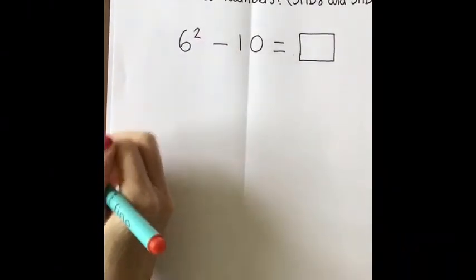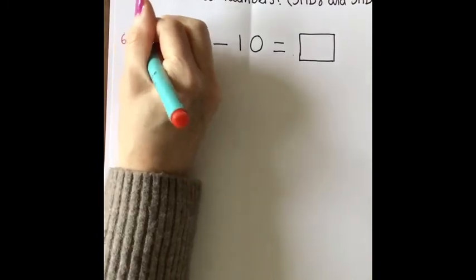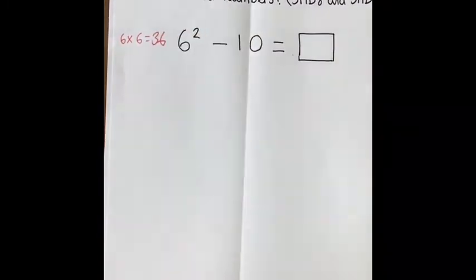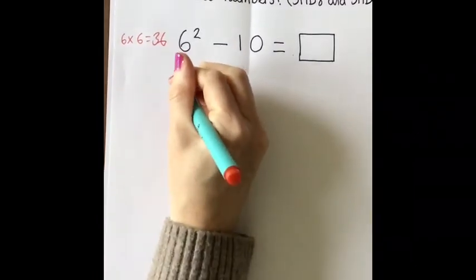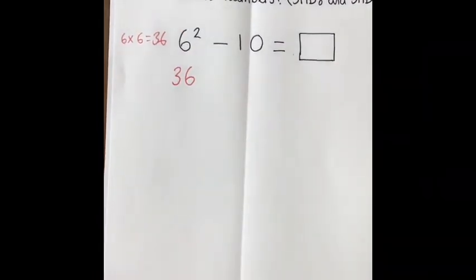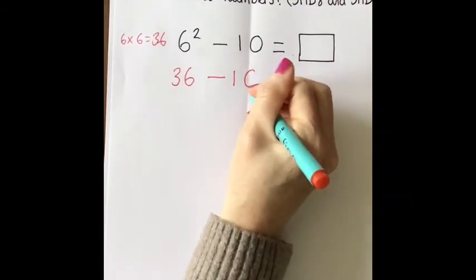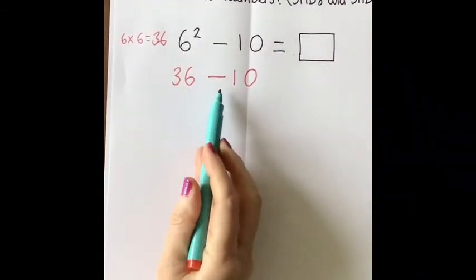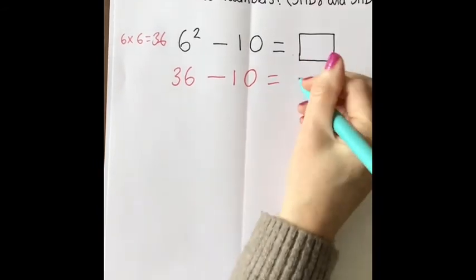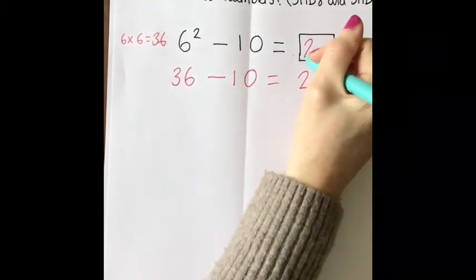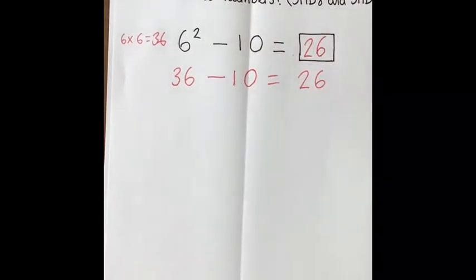We need to do 6 squared first. So 6 times by 6 equals 36. So we replace 6 squared with 36. The rest of the sum stays the same. So we end up with 36 subtract 10 is 26. So 26 is our answer.